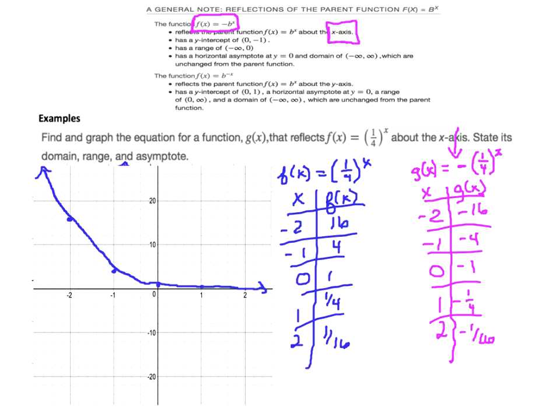So -2, -16 here. -1, -4, 0, -1, 1, -1/4, 2, -1/16. So this thing comes like this.